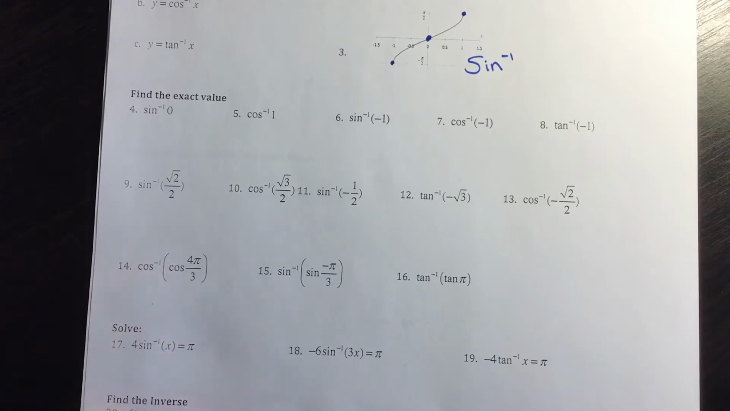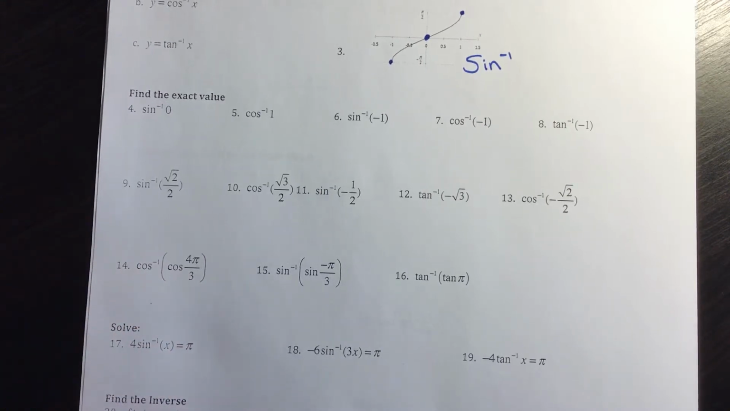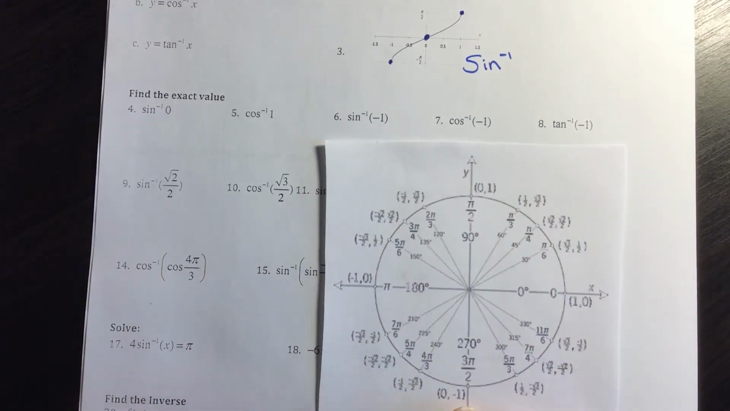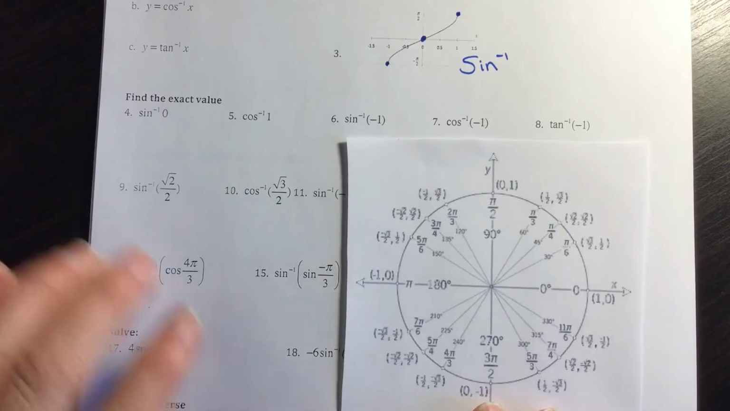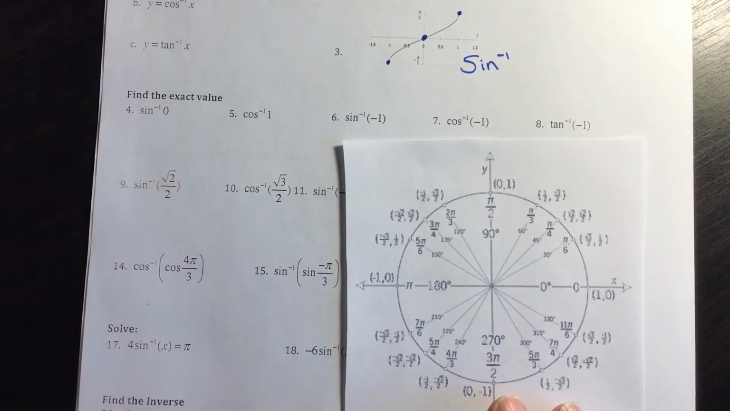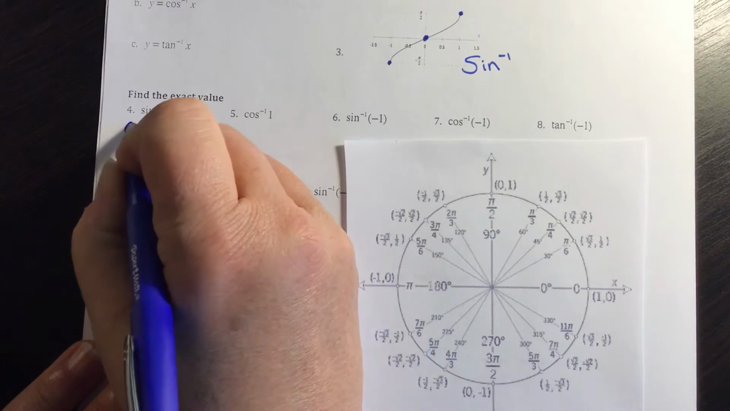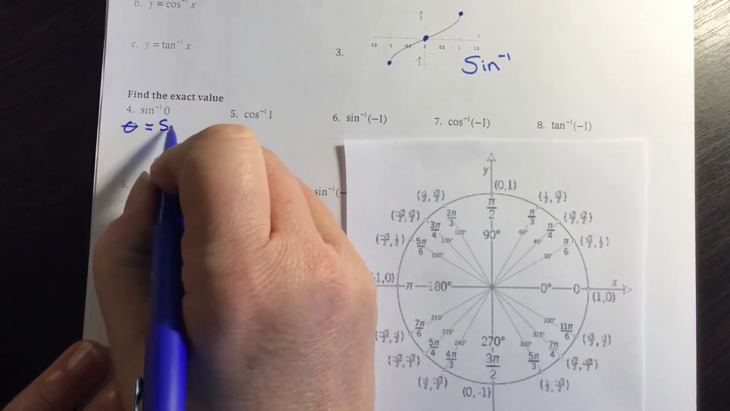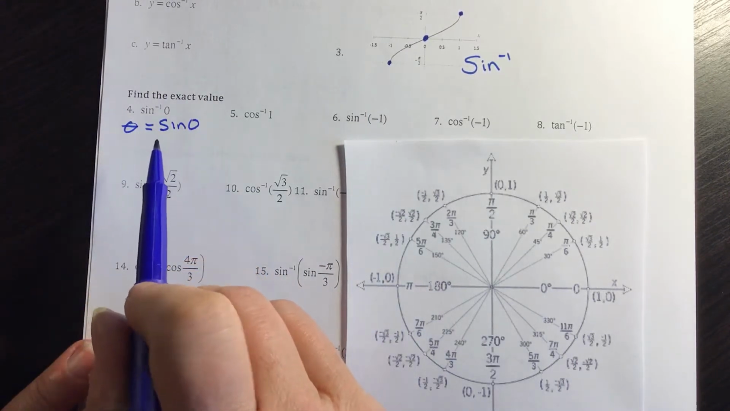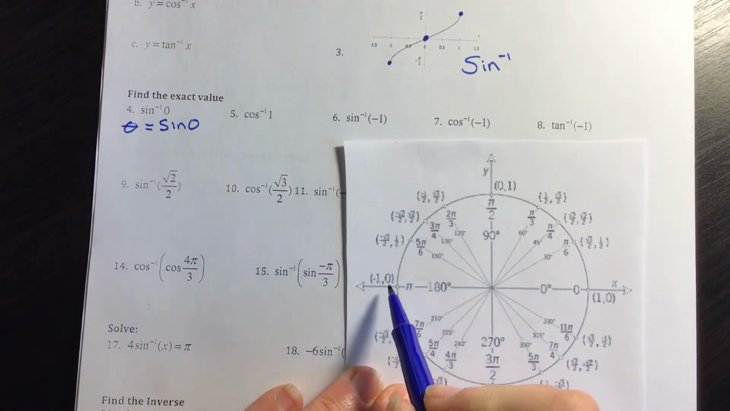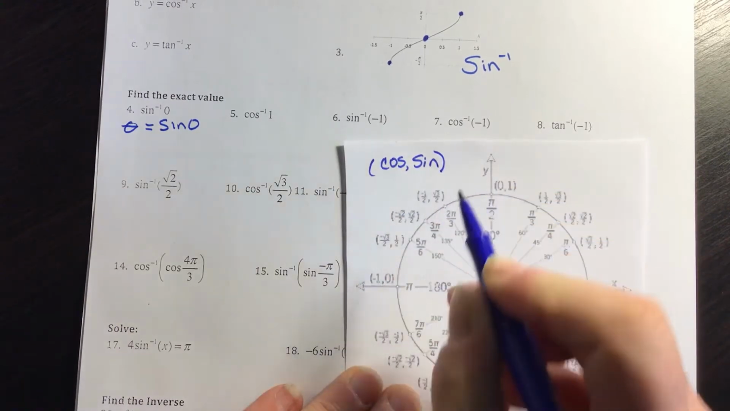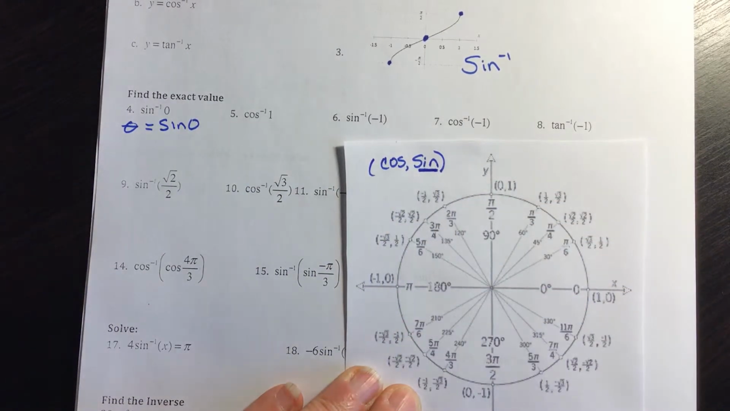In the next section, it's asking us to find the exact value. So I'm going to refer to a unit circle a lot in this section. So first of all, when I see sine inverse or inverse sine of a number, that means I want to know what angle has sine of 0. All right, so what angle gives me sine of 0? So sine is the second coordinate, because remember it's cosine, then sine. So I'm looking for the second coordinate to be 0.